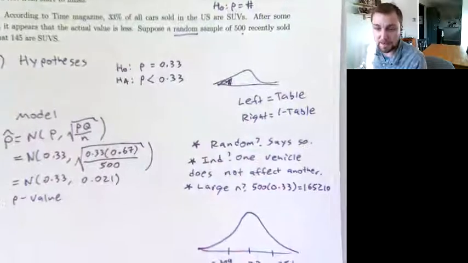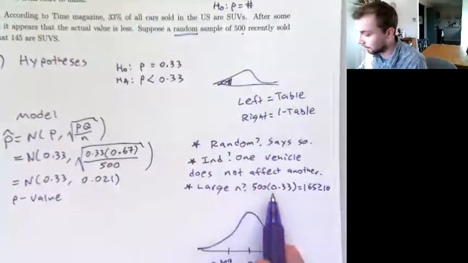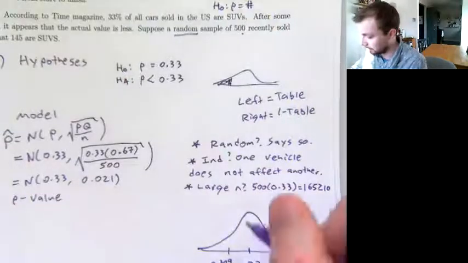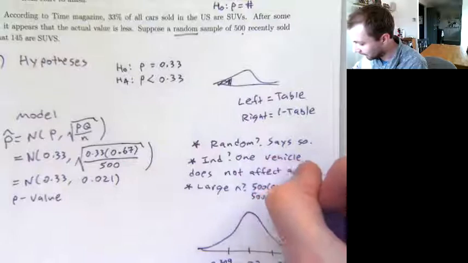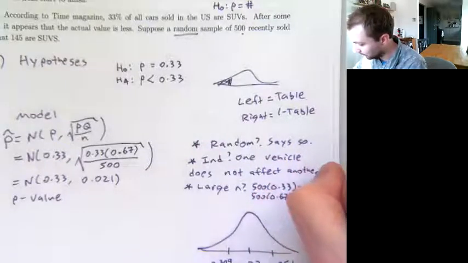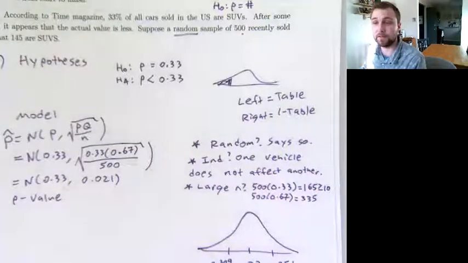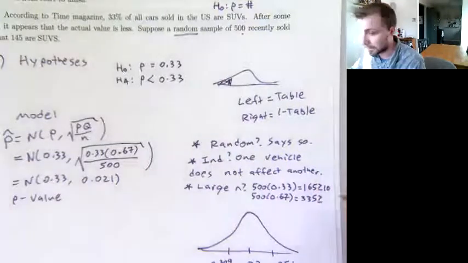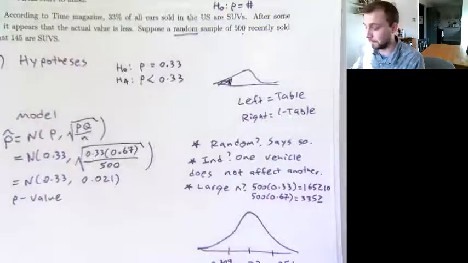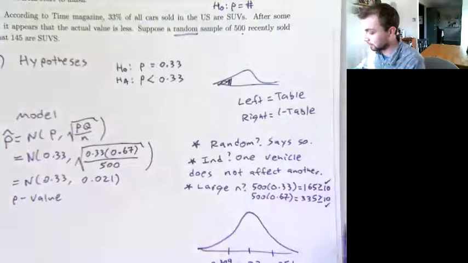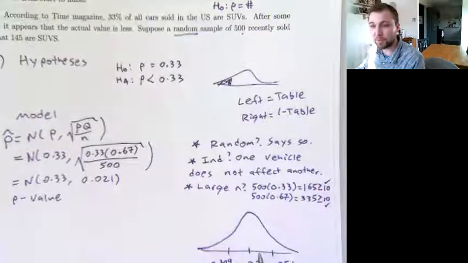Now here's what this means. I am expecting for a sample of 500 to have about 165 of those be SUVs. That means that everything else, the 67%, or the 335 other things in that sample of 500, must represent my failures, not SUVs. That's also bigger than 10. The reason why I need such a large sample here is this actually causes there to be 165 blocks in one direction, 335 blocks in the other.